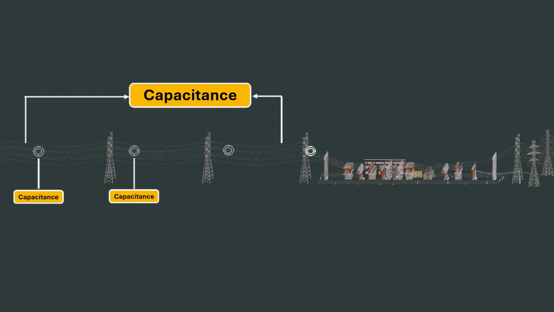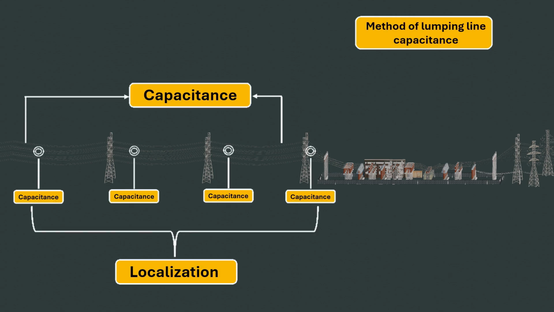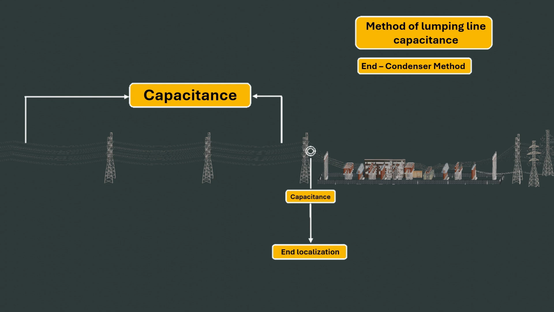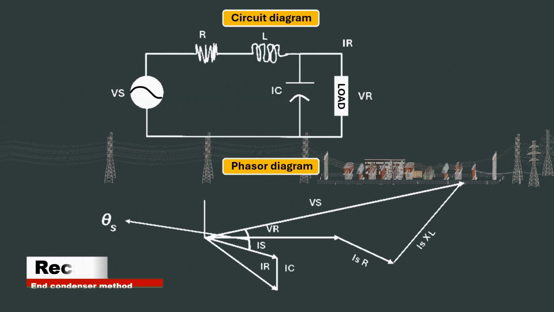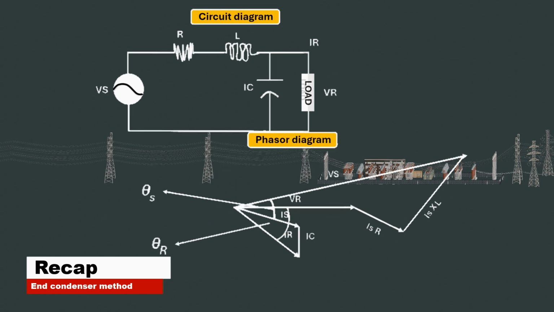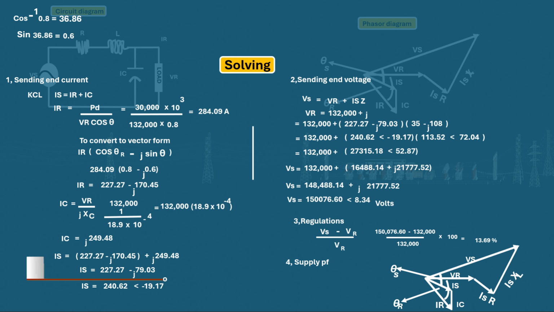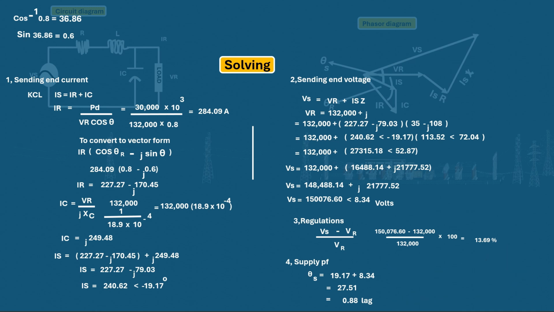The last time, we started off by analyzing medium transmission lines using the end condenser method. The way the phasor diagram was derived when looking at the equivalent circuit diagram of the line was looked at. In the same vein too, the formula obtained when analyzing the phasor diagram was used at the end to calculate the sending end current, the sending end voltage, the line regulation, and the supply end power factor. All these were obtained using the formula that was derived from the phasor diagram.